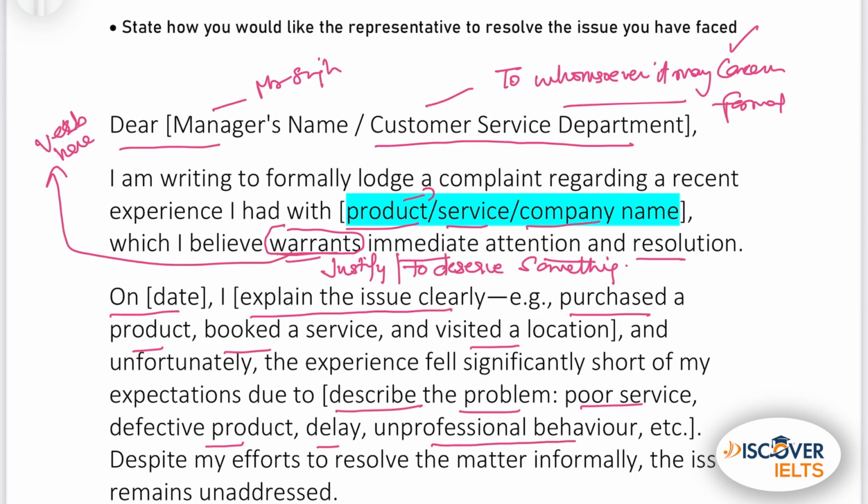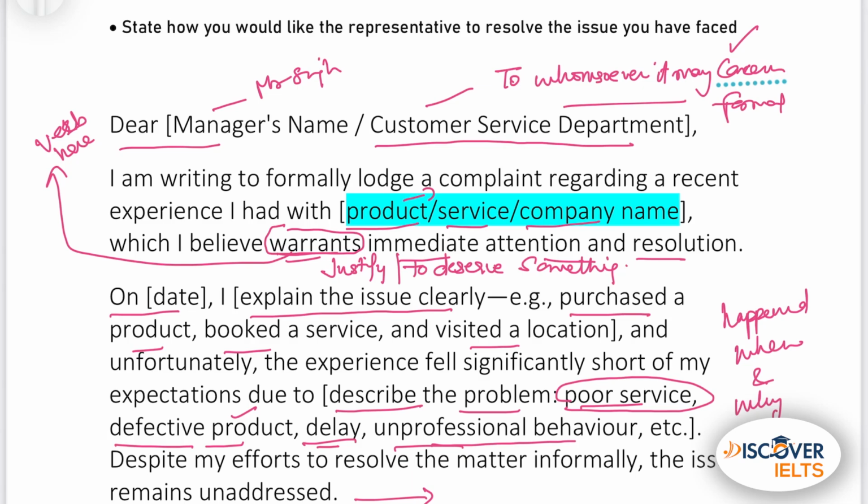So if the email is related to the service, you can use this word. If the email is related to the product, you can use the words defective product, or maybe delayed services, or maybe unprofessional behavior. It depends upon the email question. Fine, but you have to be specific about what happened. First thing, what happened, when, and why it was a problem. Mention that you tried to fix it before writing. Okay, so you have to mention this thing.